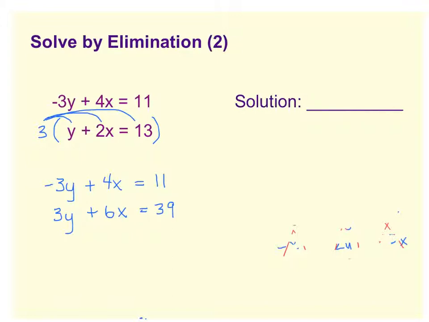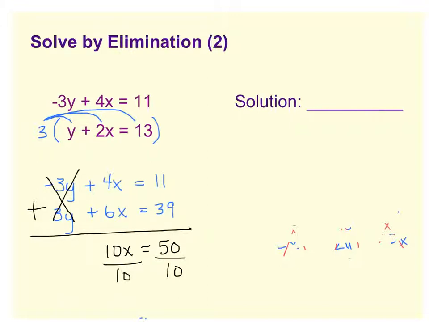Now we have a negative 3y and a positive 3y. When we add these two equations together, negative 3y plus 3y cancels, that's 0. 6x plus 4x is 10x. And 11 plus 39 gives us 50. We have our equation, so we solve for x by dividing both sides by 10. So x equals 5. We've got half our answer.